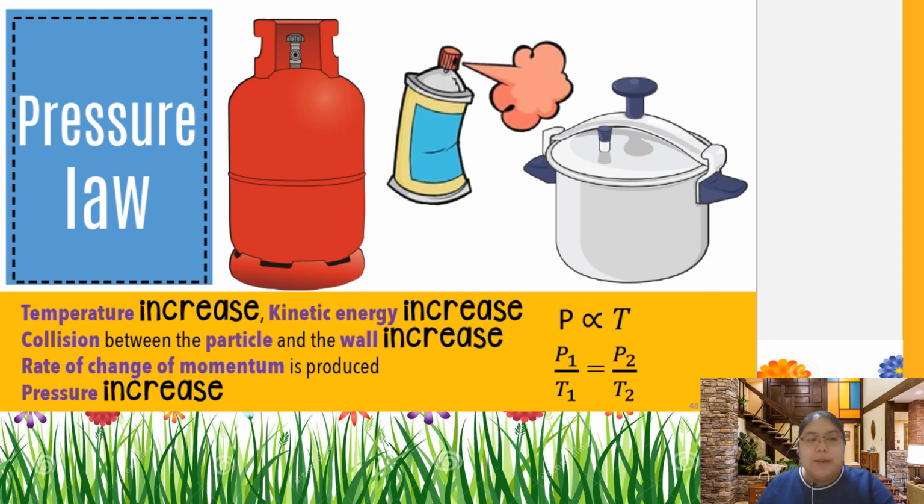Okay, we're going to see some examples of the pressure law. Temperature increases, kinetic energy increases. Okay, so after that the collisions between the particles and the wall increase. So before that I explained, when collisions between the particles and the wall increase, it means the pressure increases. So from here, the rate of change of momentum. So we're talking about the time taken for momentum to change, they produce a pressure that also increases. So one example situation is a tank of gas. After that is a reservoir. After that we got a pressure cooker. Okay, this one is a solvent, then the pressure cooker. They're using the concept of the pressure law.